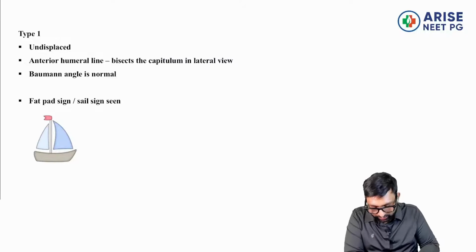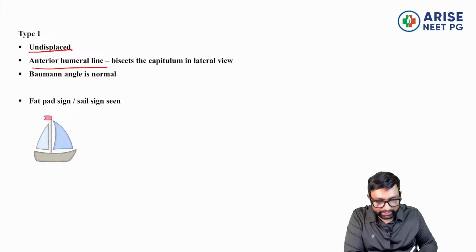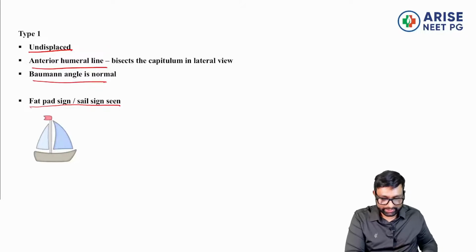So patients will have an undisplaced type of fracture. The anterior humeral line will be bisecting the capitulum in the lateral view. Baumann's angle is normal, and this is called a fat pad sign or a sail sign. So that is type 1.